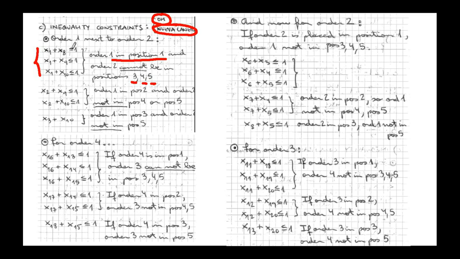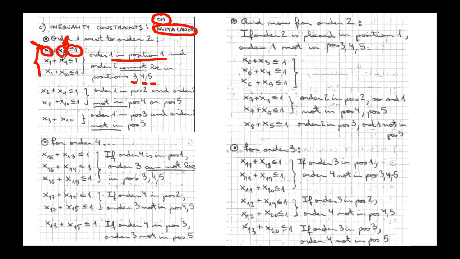Why? Because this way I'm assuring that x1 and x8 cannot both be 1. Maybe order 1 will be in position 1. But for sure, if this is 1, so order 1 is in position 1, order 2 will not be in position 3. Because if both have a value of 1, this inequality is violated, so it cannot be true. So I'm excluding one to the other. If this is 1, this cannot be 1. If the second is 1, the first cannot be 1.